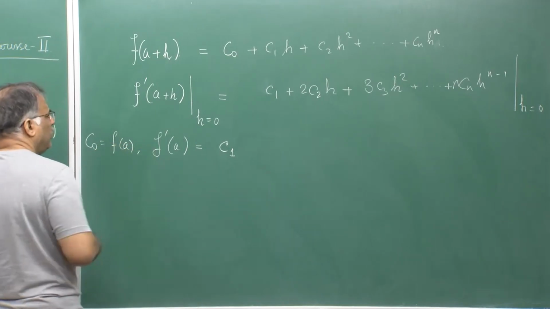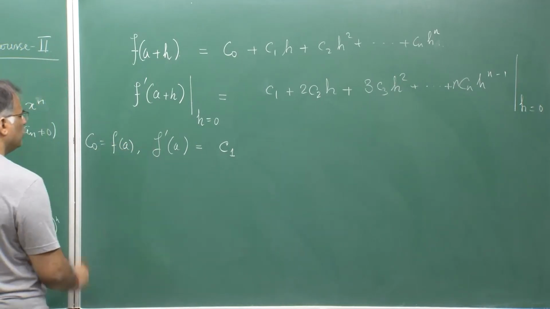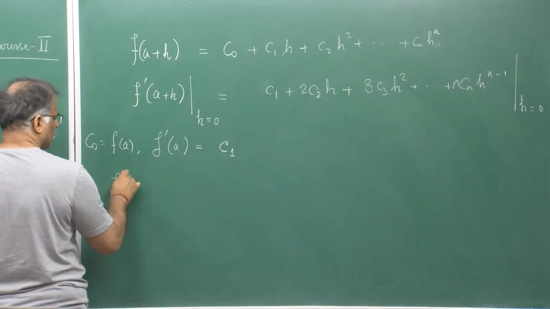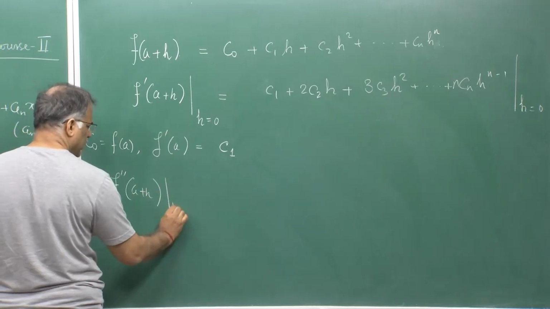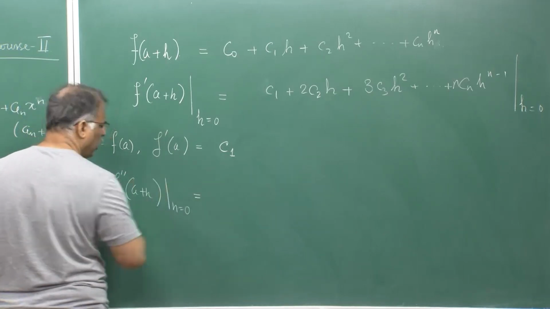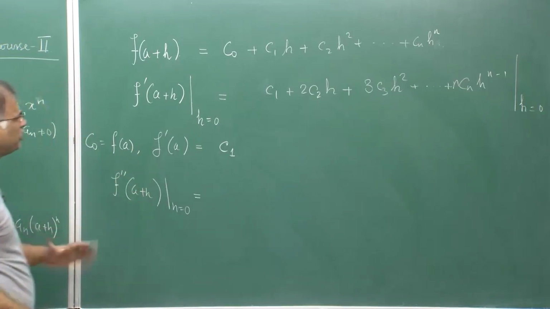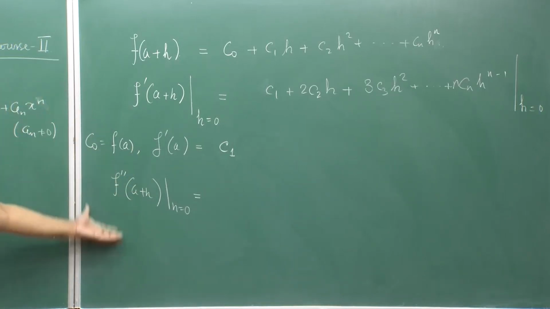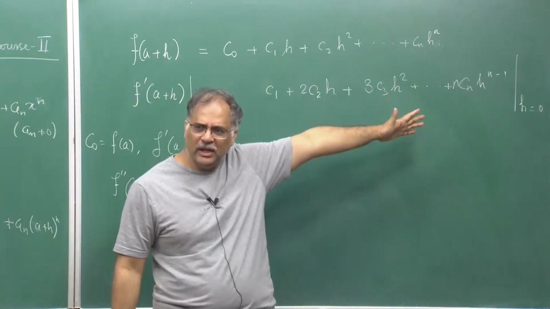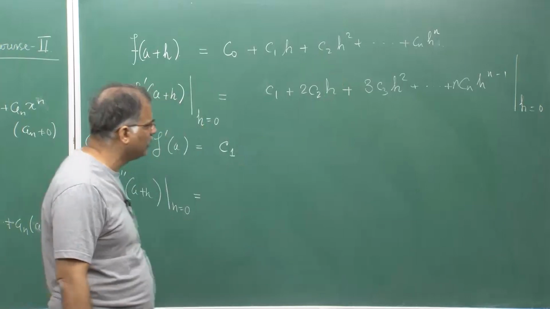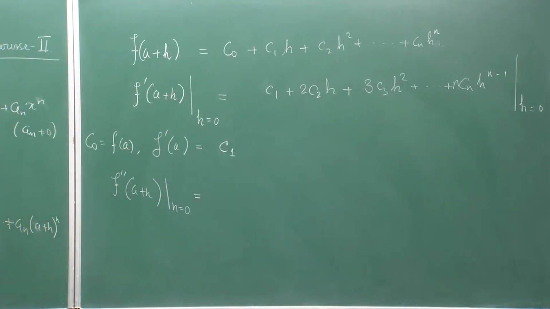And now how to find c2? So we take the derivative again, f double dash (a plus h) at h equal to 0. See, all these derivatives are continuous, because the polynomial will have derivatives up to infinite order, right. Up to nth order anyway it will have, and then it will just go on and give you 0 derivative. So it is always differentiable. So all these functions are continuous, all the derivatives are continuous.